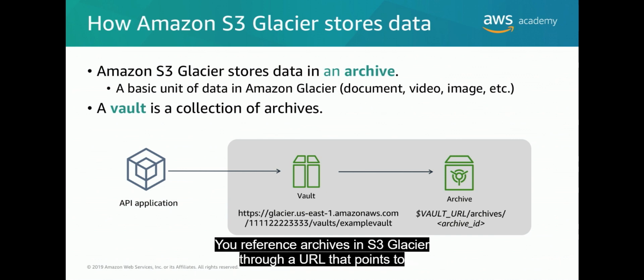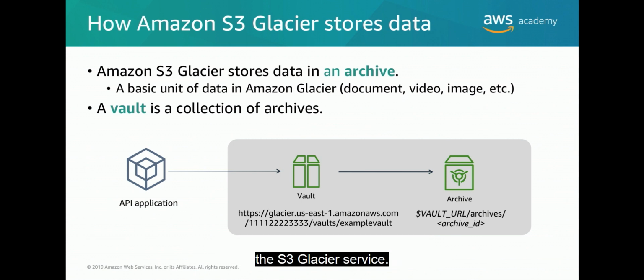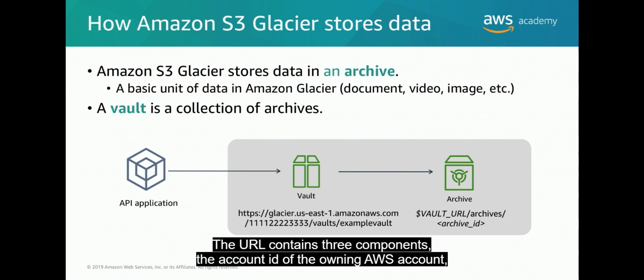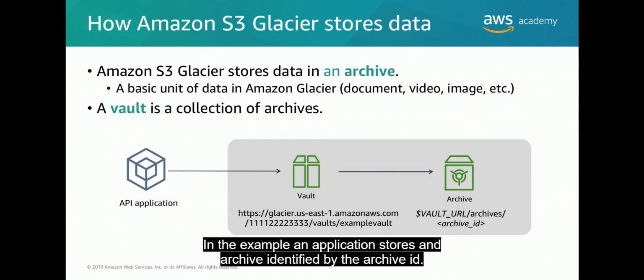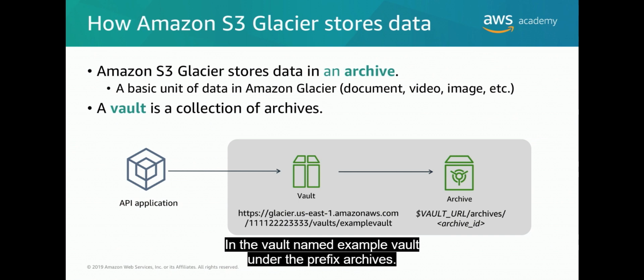You reference archives in S3 Glacier through a URL that points to the S3 Glacier service. The URL contains three components: the account ID of the owning AWS account, the name of the vault, and the ID of the individual archive. In the example, an application stores an archive identified by the archive ID in the vault named Example Vault under the prefix Archives.